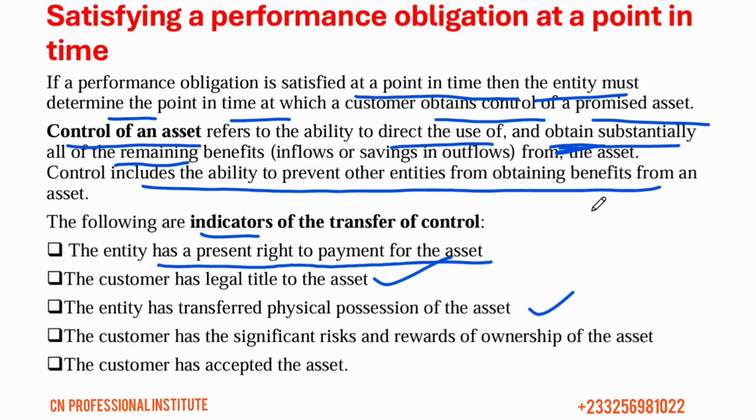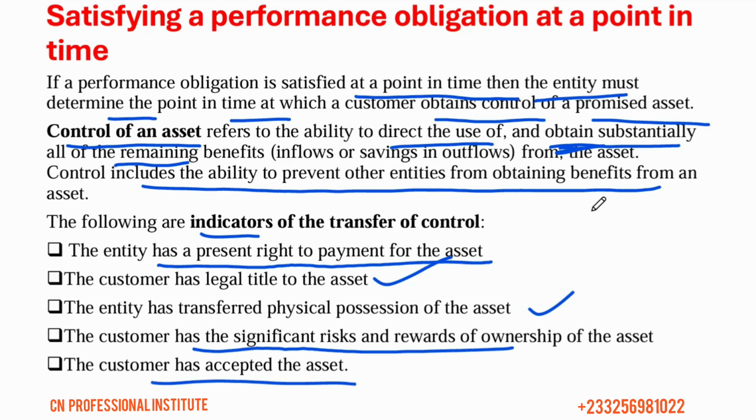The customer, right? And it says the customer has significant risks and rewards of the ownership of the asset. So now that you've transferred everything to the customer, if the good is missing, is damaged, is stolen, is destroyed, burned by fire, you the entity, you the seller, you don't have anything to do with it. It is the customer that will bear it. That is what we mean by significant risks and rewards have been transferred to the customer. Okay, so we've passed all the risks and the rewards to the customer, and then the customer has what? Accepted the asset.